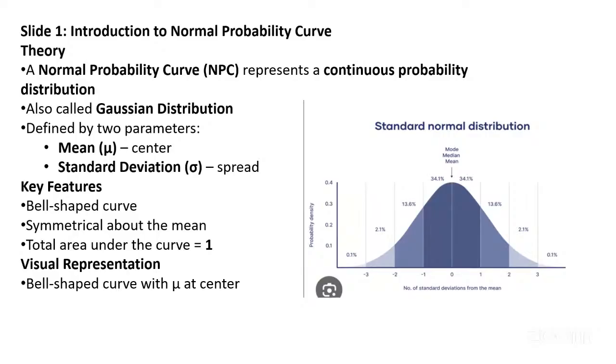Okay, here I shared the graph. Is the graph visible to everyone? This portion, or should I move it? Yes, visible. Okay. So here is the graph. This is the standard normal distribution graph. What is the standard normal distribution?